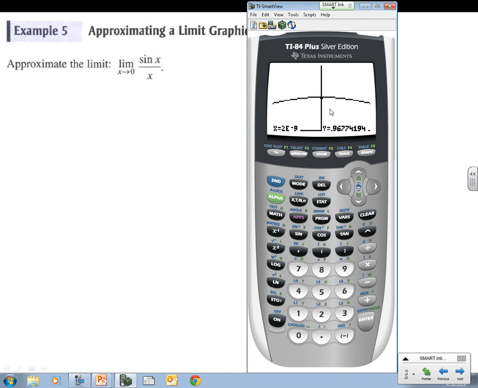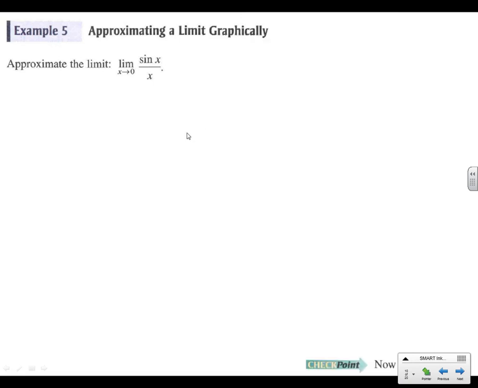And when x is 0, hit the trace button. When x is close to 0, y is going to be close to 1. And we can see that by moving left and right, and what happens when x gets really close to 0. All right, so same steps here. See if you can do the same thing for sine of 2x over x. Be in radians.